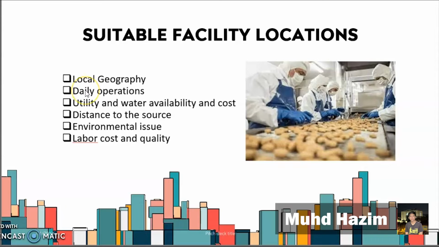Next, the utility and water availability and cost. Having your utility matrix ready at the time of site selection helps. During site selection, one just needs to check if the area will be able to supply their needs of electricity, water, and others, and its availability. One should focus on reducing the cost incurred in getting utilities to the facility. So, the next one is the distance to the source, which also needs to be considered by the food manufacturing industry.